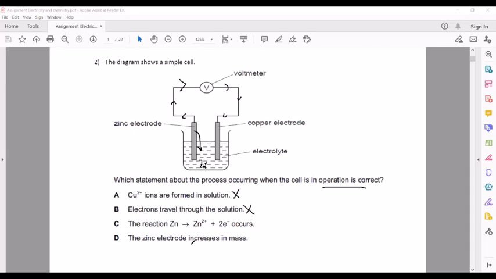The zinc electrode mass increases? No, its mass will decrease. Why? Because the zinc atom is changing into zinc ion, so the size will not increase. The size of this electrode will decrease because the amount of zinc is changing. So what we are left with: the zinc atom is changing into zinc ion by loss of 2 electrons.